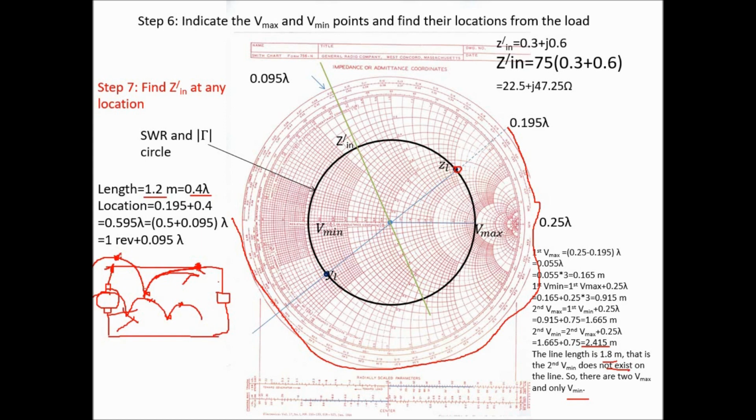Then it resets to 0. So if you move all the way to here, then you have to again move up to this point. So that will be your Zin. Zin will be 0.195 plus 0.4, that means 0.595. But after 0.5, the system will reset and it will be 0.095.